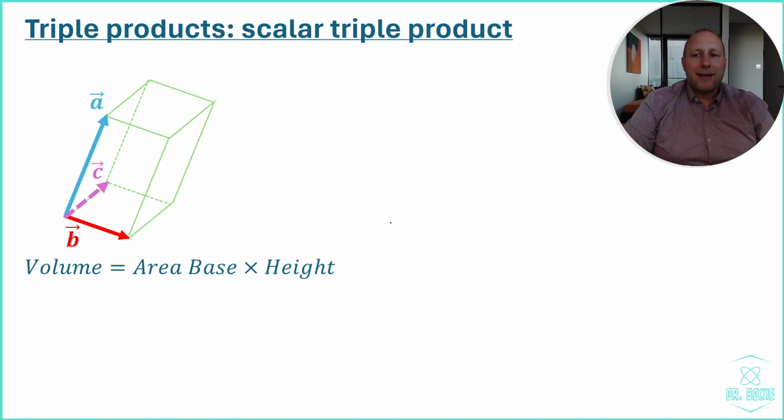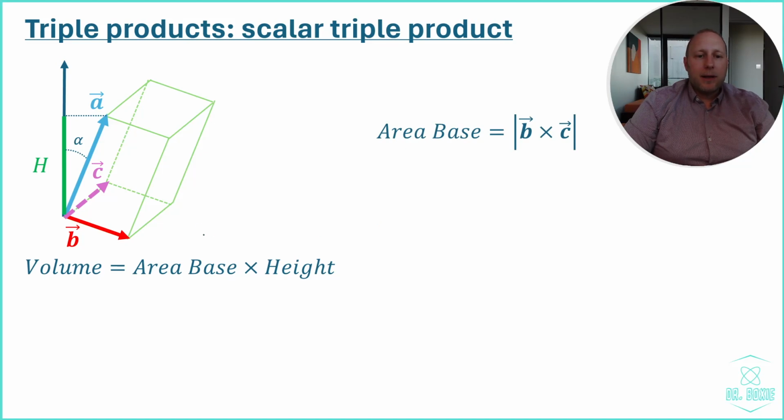In order to calculate the height, I take a vertical line and the angle between that line and the vector A, I call it alpha. The height is then the projection of A onto that line. Now, what is the area of the base? Well, the base is formed by the two vectors B and C, and we saw that the area of a parallelogram can be gotten by the magnitude of the cross product of the two vectors creating it. So the area of the base is the magnitude of the cross product of B and C.